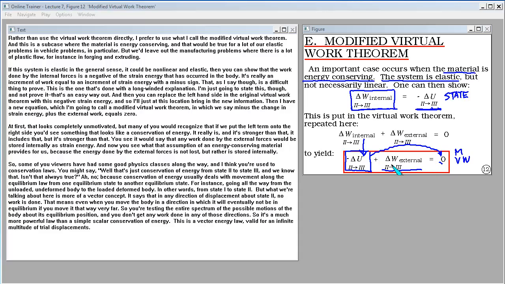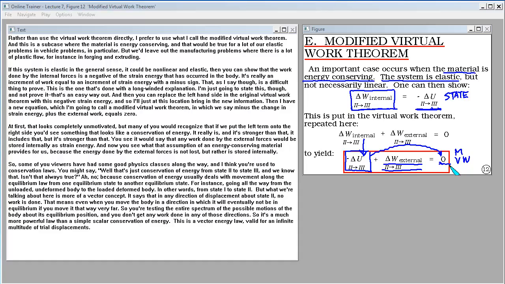You see, it would say that any work done by the external forces would be stored internally as strain energy. And now you see what that assumption of an energy conserving material provides for us, because the energy done by the external forces is not lost, but rather is stored internally. So some of you viewers have had some good physics classes along the way, and I think you're used to conservation laws, and you might say, well, that's just conservation of energy from state 2 to state 3, and we know that. Isn't that always true?